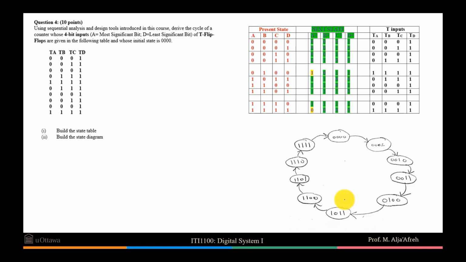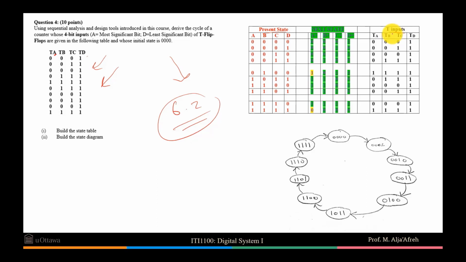This circuit is something similar to what we covered in lecture 6.2, or this question. You are given the input of the flip-flop, and you need to design it in such a way that A is the most significant bit and D is the least significant bit. So you need to encode A, B, C, D as your input, with 0, 1, 0, 1, 0, 1, 0, 1 as the present state. The excitation table is already given to you, so this T input is already given.